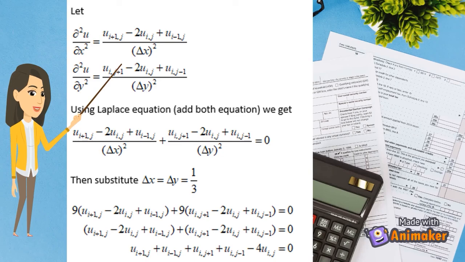To solve this question, first let the second partial of u with respect to x equal u(i+1, j) minus 2u(i, j) plus u(i-1, j) over delta x squared. And let the second partial of u with respect to y equal u(i, j+1) minus 2u(i, j) plus u(i, j-1) over delta y squared. Then, using the Laplace equation, we add both equations and substitute delta x equals delta y equals 1 over 3 into the previous equation, which yields u(i+1, j) plus u(i-1, j) plus u(i, j+1) plus u(i, j-1) minus 4u(i, j) equals 0.